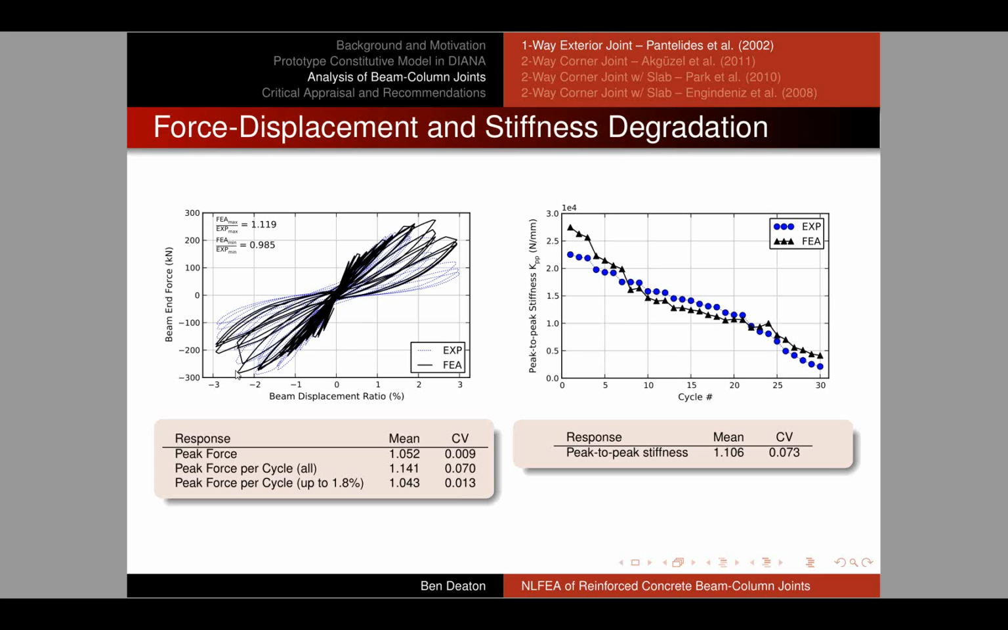If we look at the response in terms of the peak-to-peak stiffness, again, this is peak-to-peak stiffness versus the cycle number, you can see that initially the model tended to be a little bit too stiff, but after a couple cycles, we saw very, very close agreement with the degrading stiffness. So this tells us that our model is doing a very good job capturing stiffness degradation.